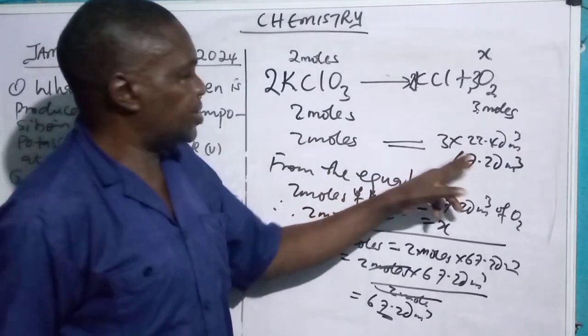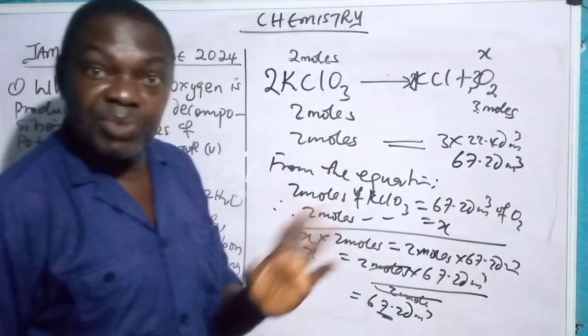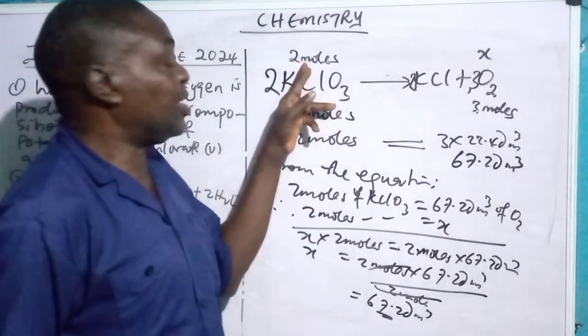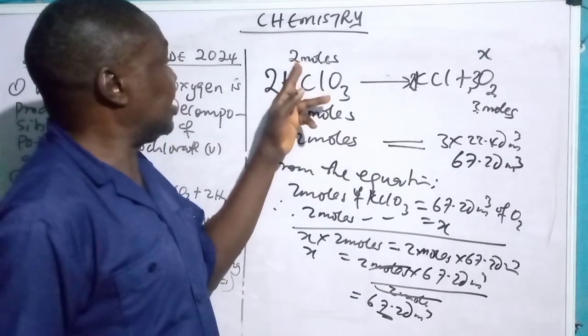2 moles gave you this. 2 moles also give this. So some questions may just be direct like that. Like I told you, these are carefully selected. In a situation whereby this one is not 2 moles, it's the same procedure. Maybe they say 7 moles.